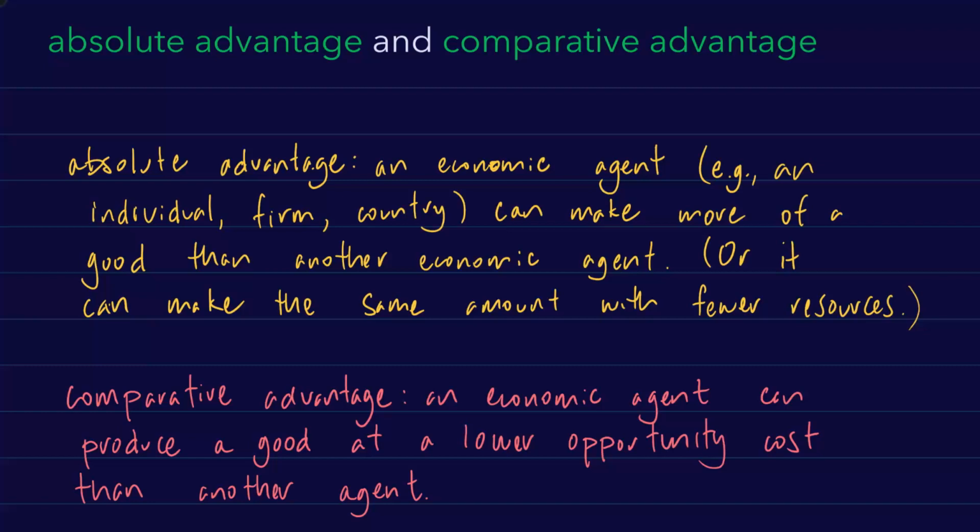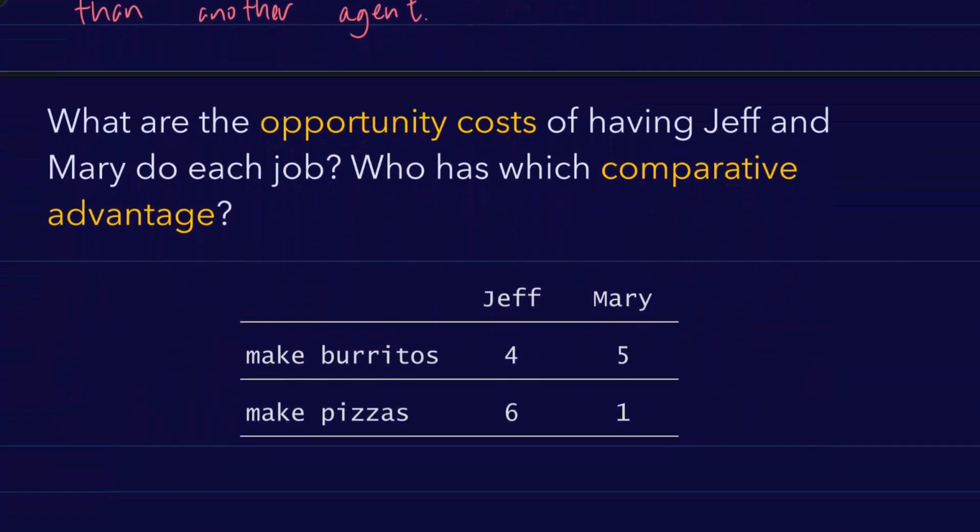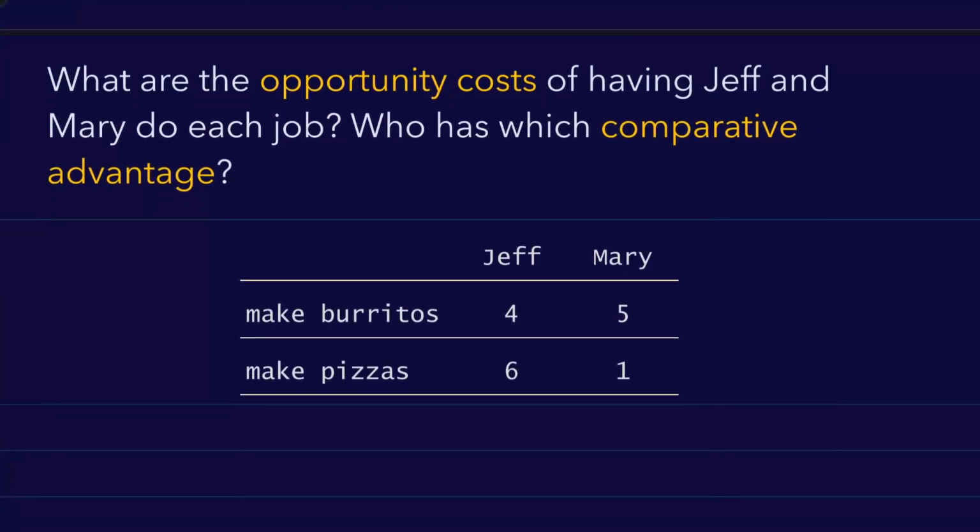An economic agent, that is an individual, firm, country, or it can be other things as well, but some agent engaged in economic behavior has an absolute advantage when it can make more of a good than another economic agent, or it can make the same amount with fewer resources. An economic agent has a comparative advantage when it can produce a good at a lower opportunity cost than another economic agent.